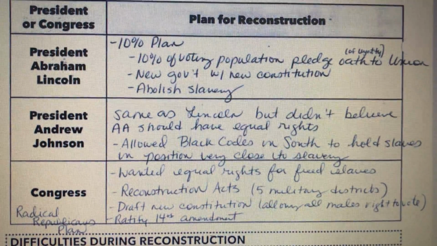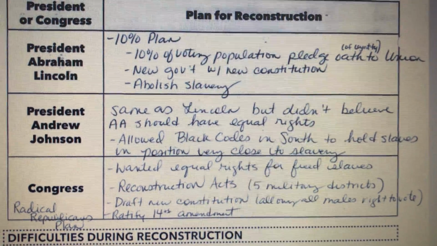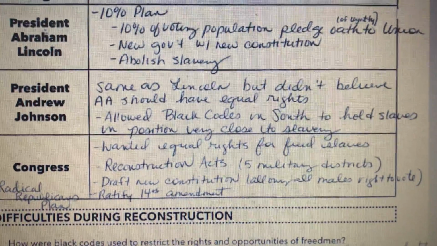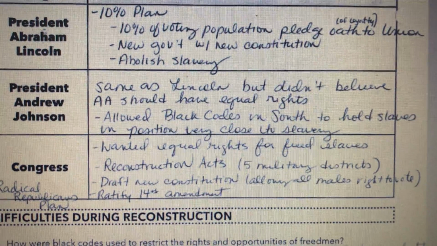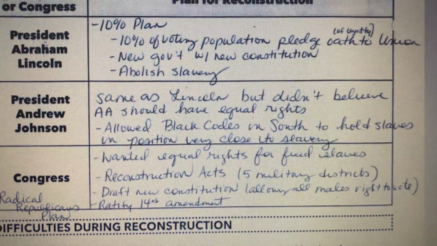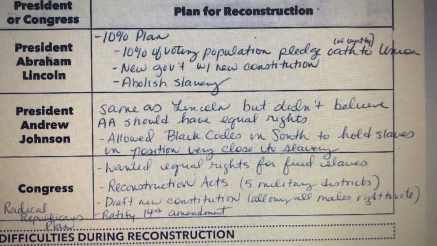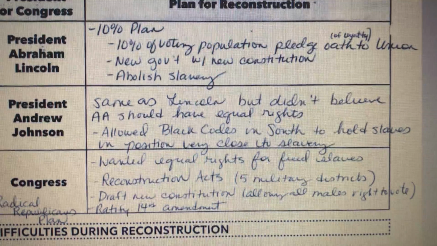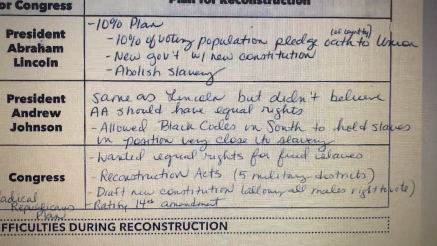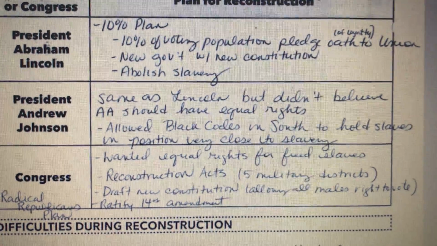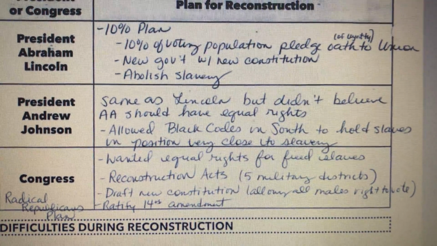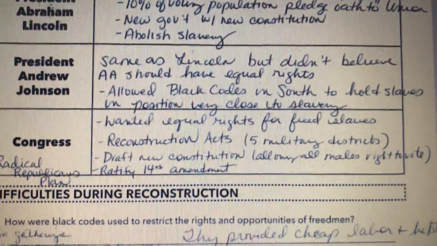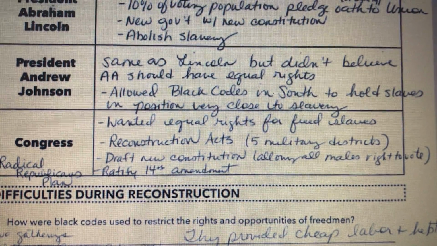Once Abraham Lincoln was assassinated, President Andrew Johnson pretty much took over the same plan as Lincoln, except, like we said earlier, he wasn't as sympathetic towards the African Americans. So he didn't really believe that they should have full equal rights, and he allowed those black codes to be enforced in the South, holding them very close to that same position in slavery they had had prior to the war. So just same plan, he just wasn't as sympathetic as far as giving them full rights as Abraham Lincoln was. And then we have Congress's plan, which was basically created by the radical Republicans.